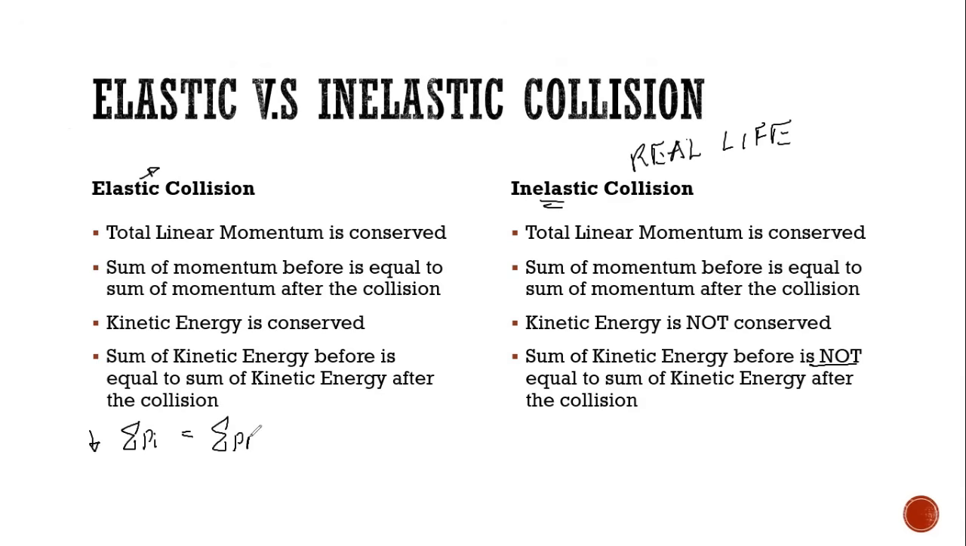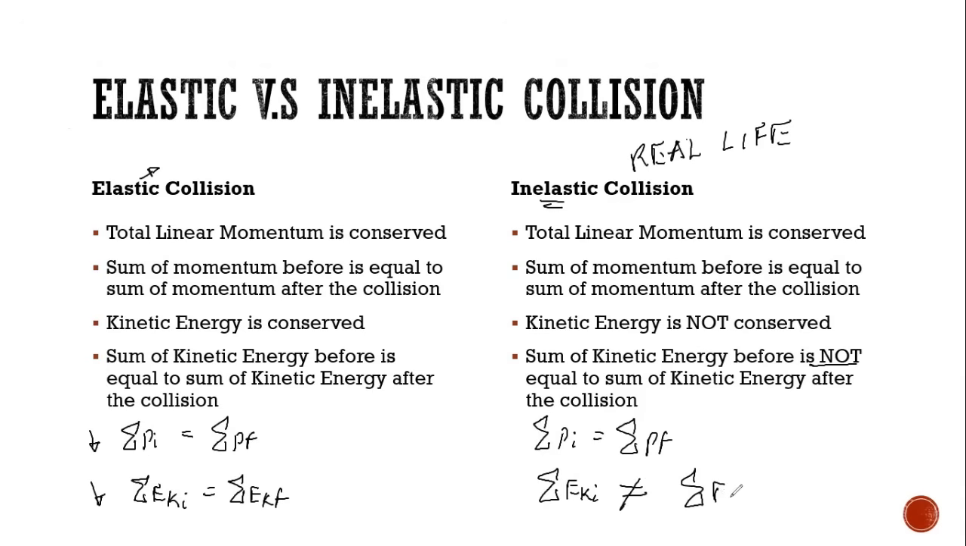So basically in mathematical form, here we have the sum of momentum initially is equal to the sum of momentum final. Also here, the sum of momentum initially is equal to the sum of momentum finally. So the sigma here reads as sum of. You know that from maths. And then, sum of kinetic energy initially is equal to sum of kinetic energy final. But with this one here, the sum of kinetic energy initially is not equal to the sum of kinetic energy finally, right?